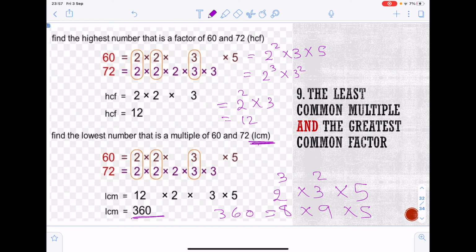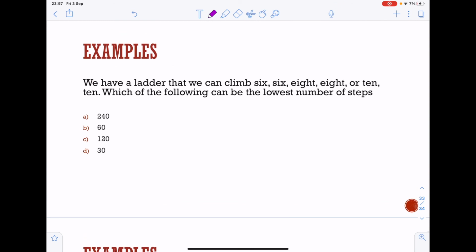Okay. Let's have an example about this. We have a ladder that we can climb 6 steps at a time, 8 steps at a time, or 10 steps at a time. Which of the following can be the lowest number of steps? Since we can divide the ladder into 6 steps, or 8 steps, or 10 steps, the number of steps should be divisible by 6, 8, and 10.